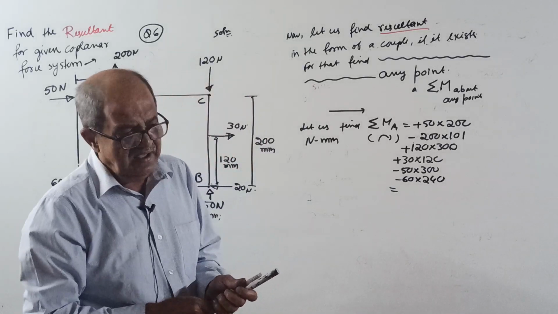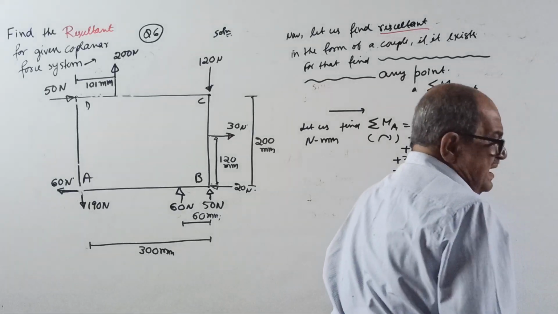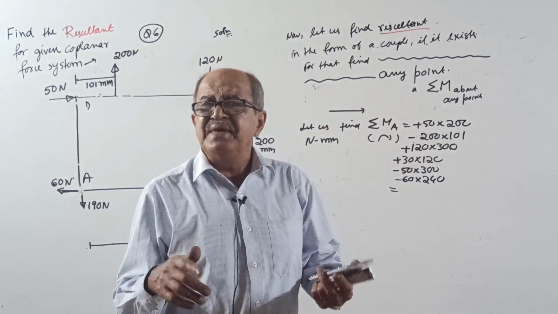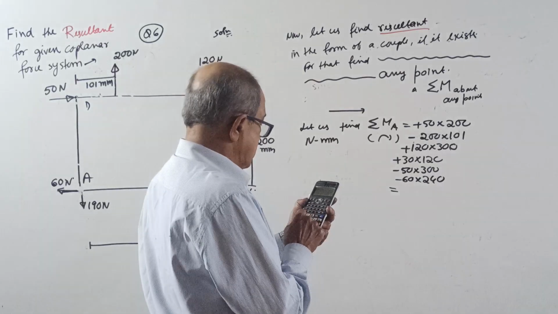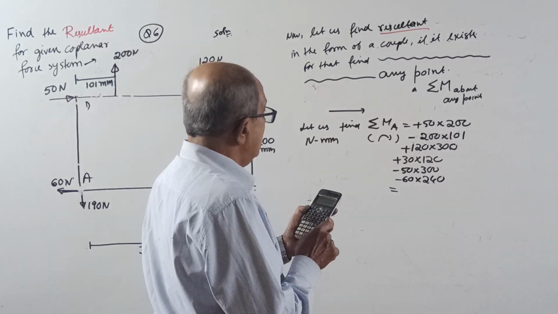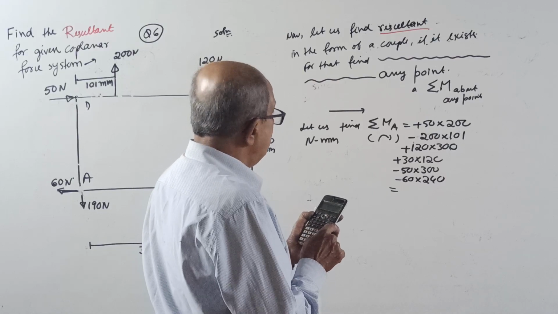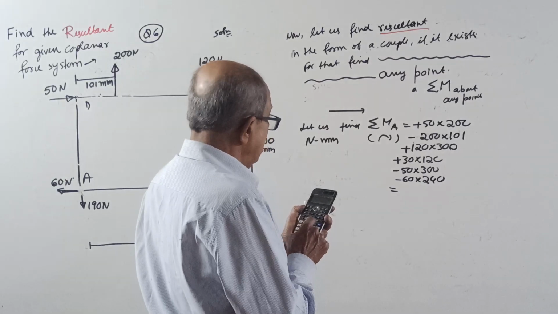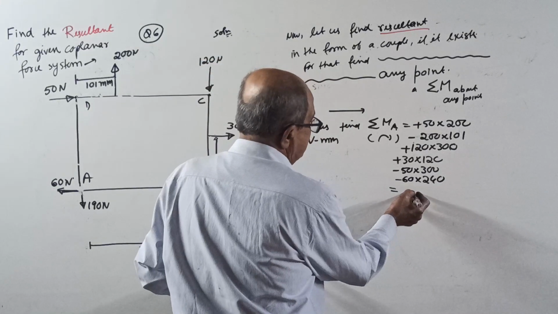Now calculate. This time I am really checking, because if it is not coming 0, then there is a resultant. But if the value comes 0, this question becomes the same as the last question. 50 into 200 minus 200 into 101 plus 120 into 300 plus 30 into 120 minus 50 into 300, then minus 60 into 240.